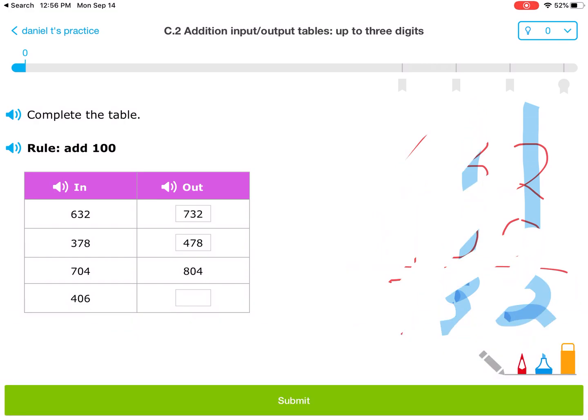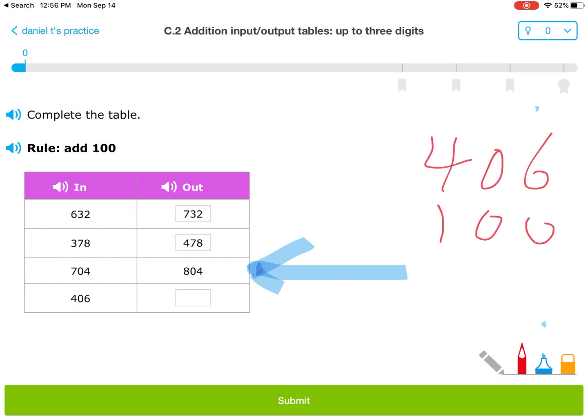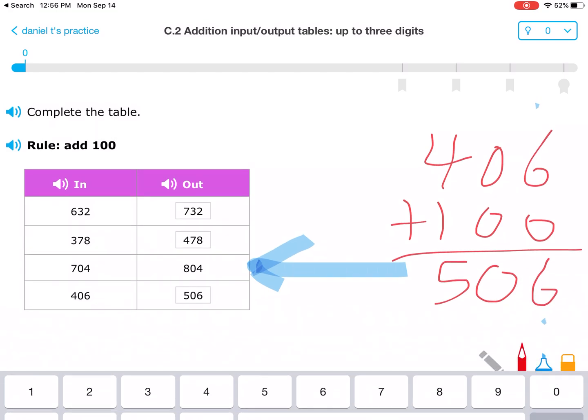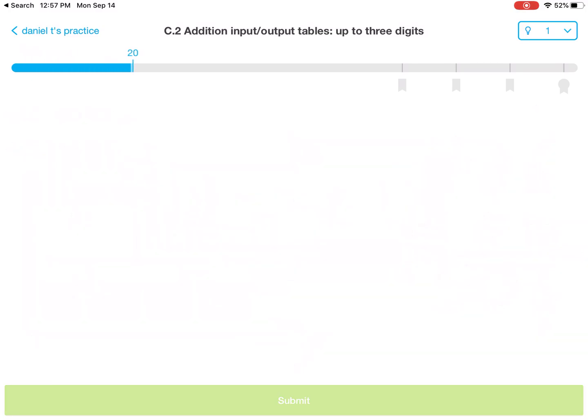I'm going to go ahead and erase, and I'm going to do the next one. When you're finding out a pattern, it helps to look at the example that's given. This one's already given for us. I go from 704 to 804. And again, only the hundreds place changes. Now I'm going to do the last one: 406 plus 100. 6 plus 0 is 6. 0 plus 0 is 0. 4 plus 1 is 5. 506. So remember, with all these boxes, we're going from left to right, and we're looking at the rule and changing the number. Looks like I got that one right.